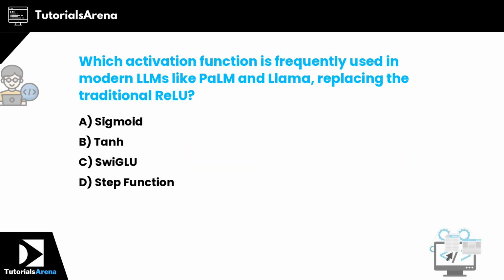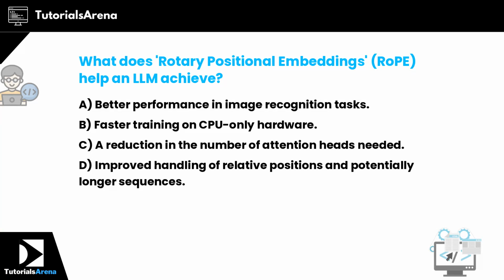Which activation function is frequently used in modern LLMs like PaLM and Llama, replacing the traditional ReLU? The correct answer is option C, SwiGLU. What does rotary positional embeddings, RoPE, help an LLM achieve? The correct answer is option D, improved handling of relative positions and potentially longer sequences.